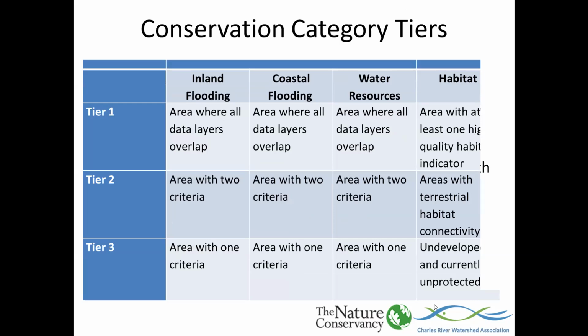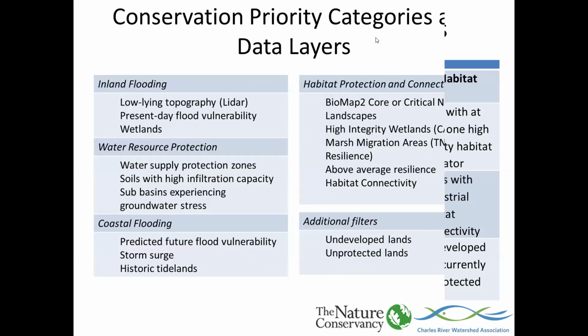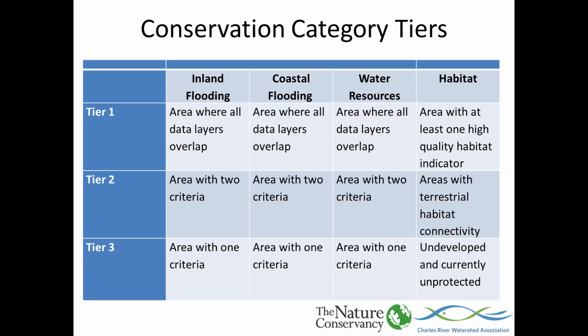The tool basically tiers land areas in each category. So tier 1 is where you get all your data layers to overlap. In the example of inland flooding, it would be low-lying, it would be a present-day flood vulnerability, and it would be a wetland area. So it would be a land area that has all 3 of those. You would get all of that overlap, and that would be your tier 1 land area. Tier 2 would have 2 of those, and tier 3, 1 of those.